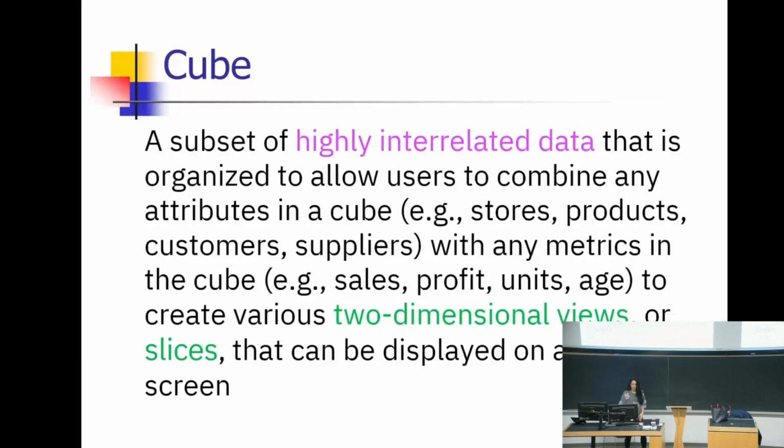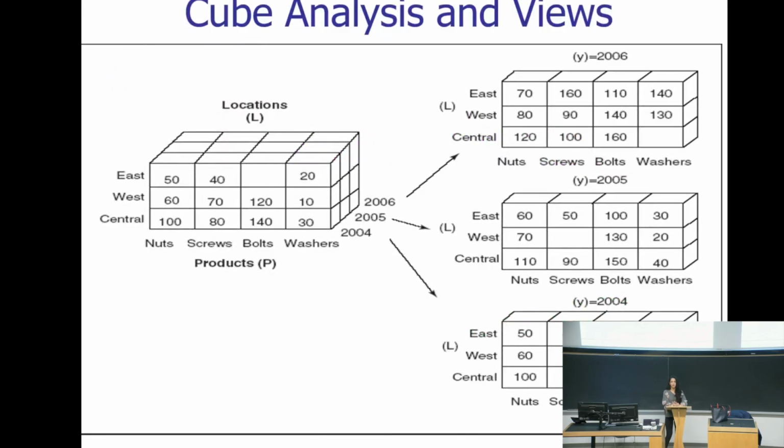So how does it help? What is the advantage of using the cube? One advantage is faster analysis, because the data is pre-aggregated, right? It's summarized pre-aggregated data, so it is faster for analysis. This was one example that we had. On the left, we have a three-dimensional cube across the three dimensions that I just mentioned. And on the right, we have different views that we can have.